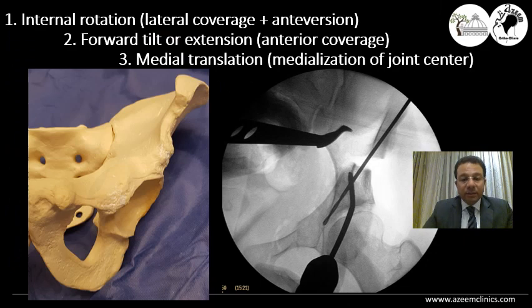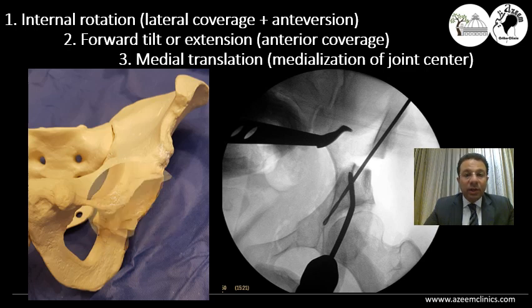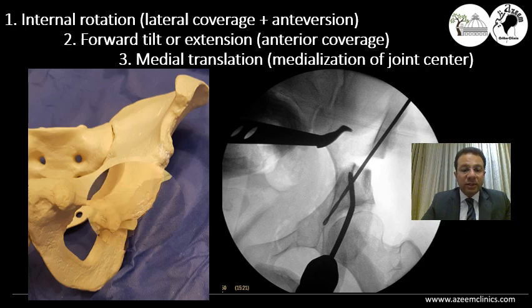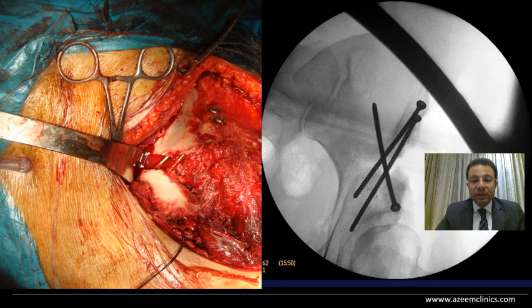Reorienting the acetabulum: usually to cover the head, we put the acetabulum into an internal rotation, forward tilt, or an external rotation with a medial rotation. Finally, reorienting the acetabulum to cover the antero-superior uncovered quadrant of the head. The final step is fixing the acetabulum in the new position with the stationary screws.